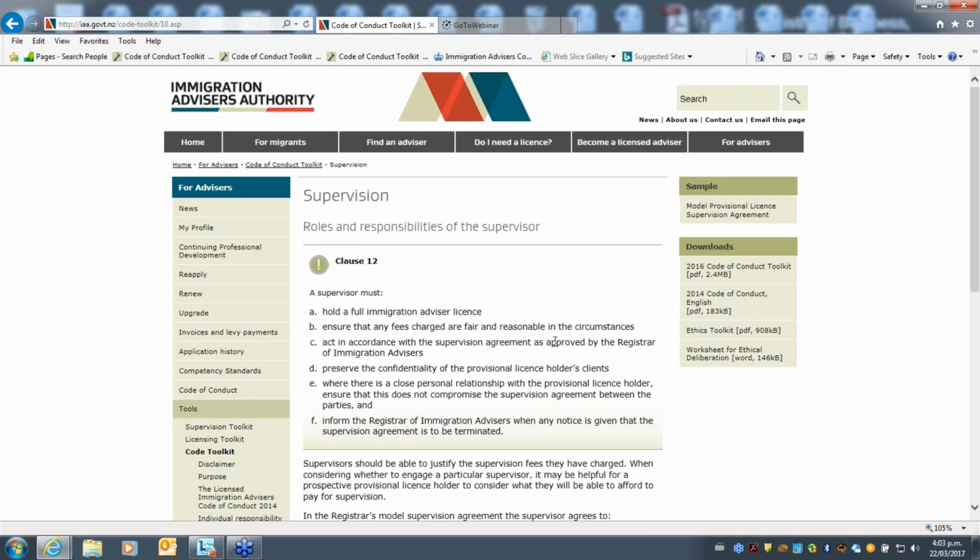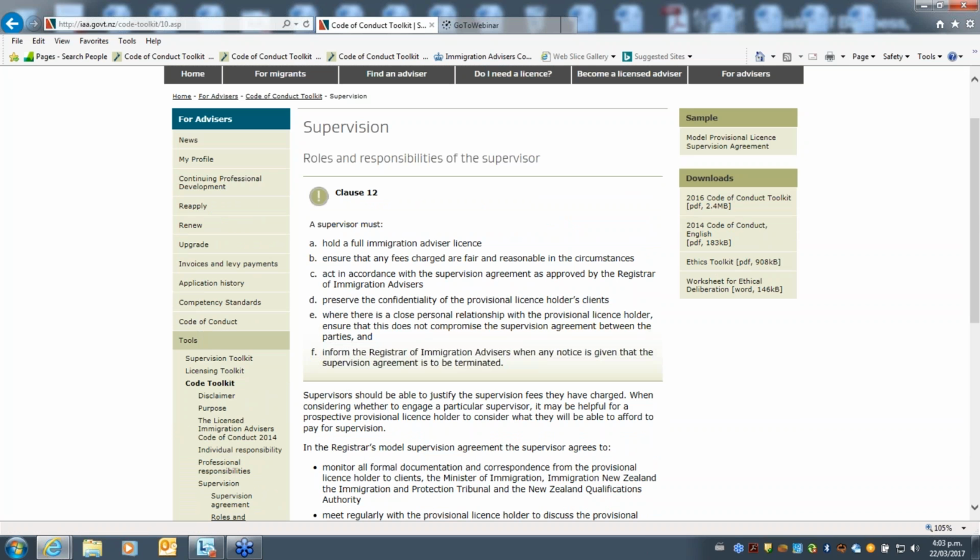There are a number of responsibilities that a supervisor must maintain. They have to hold their full license. They have to ensure that any fees charged are fair and reasonable in the circumstances. They have to act in accordance with the supervision agreement, so make sure that you're not just signing that off and forgetting what's in it. Make sure that as a supervisor you are actually following what you've agreed to do in the supervision agreement. You have to preserve the confidentiality of the provisional license holder's clients.